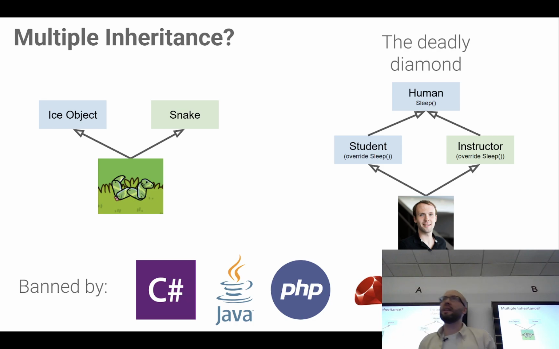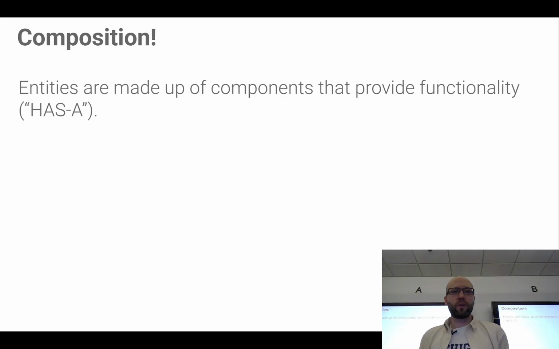This is called the deadly diamond, and it's a bit easier for this kind of thing to happen than you might think when you start creating multiple inheritance structures. And so the bottom line here is we really need a new approach. Composition is one of our ways forward. Entities are going to be made up of components that provide functionality. This is not an is-a relationship. This is a has-a relationship.